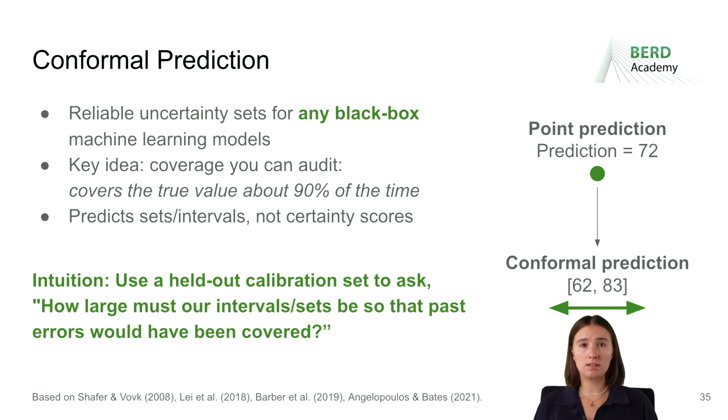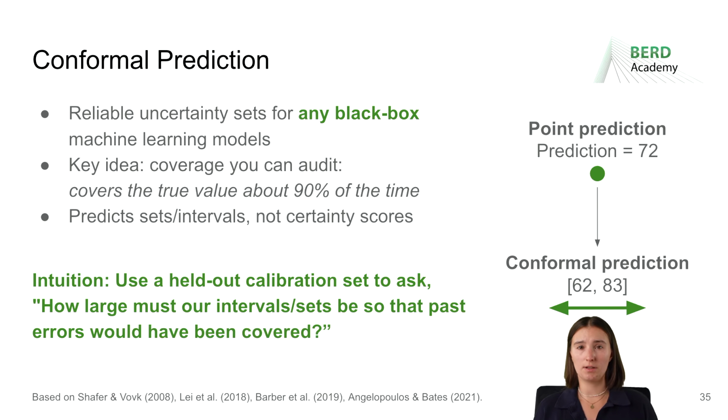So the key idea is that you can have coverage that you can actually audit. The true value will be covered about 90% of the time, for example, if you choose your level to be 90%. It gives you prediction sets or intervals and not just the scores.